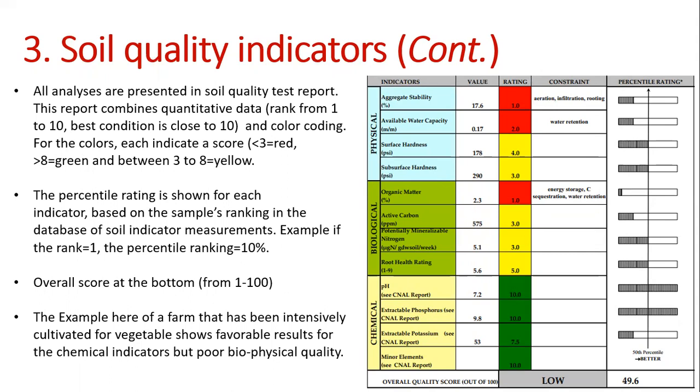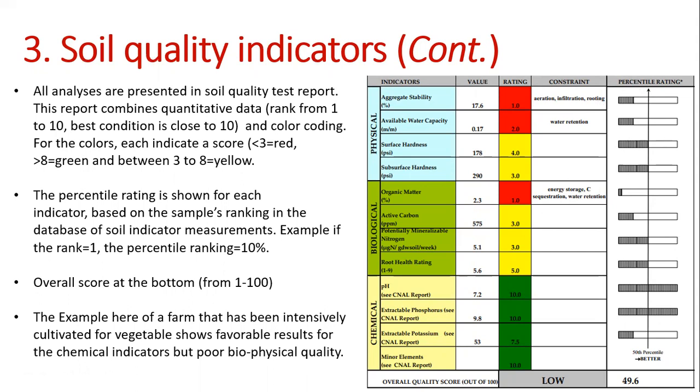For example, in this condition, you have a soil stability. The rating is 1, which means it's very bad condition. And the constraint, the things that you need to focus on solving, is basically the aeration, infiltration, and rooting.